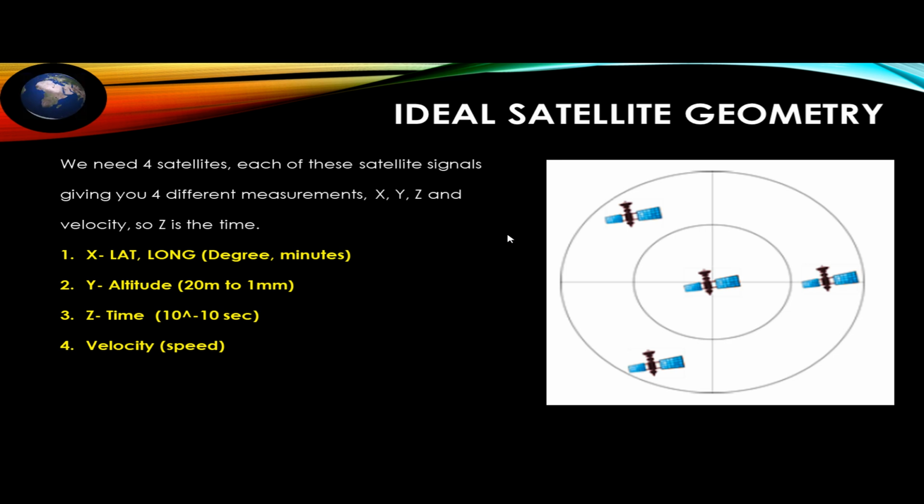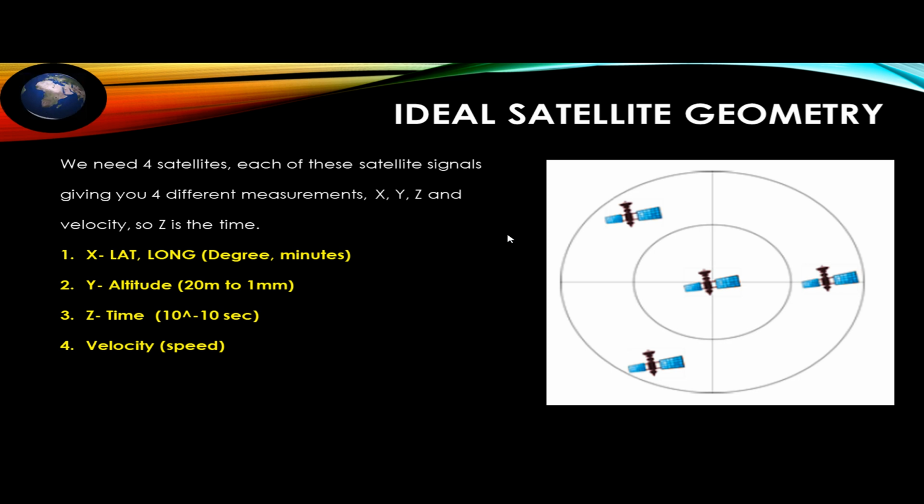Now, the ideal satellite geometry, how it should be. As sir has shown so many pictures, I have captured one picture, and I thought of speaking about this ideal satellite geometry. We need a minimum of four satellites. When we just want latitude, longitude, height and time, we need three, but the fourth will give a more accurate measurement. That's why we generally say we need four satellites, each of whose signals gives four different measurements. What are the four different measurements? X, y, z and the velocity.